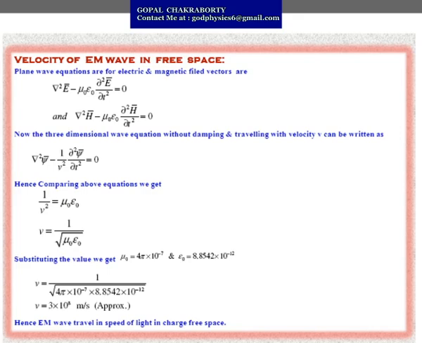So if you substitute these values, what you will get? The value of v will be approximately 3 into 10 to the power 8 meter per second. So we see that the velocity is almost the same as the velocity of light in free space. So we can say that electromagnetic wave travels at the speed of light in a charge free space. This is the expression for velocity of electromagnetic wave in free space.